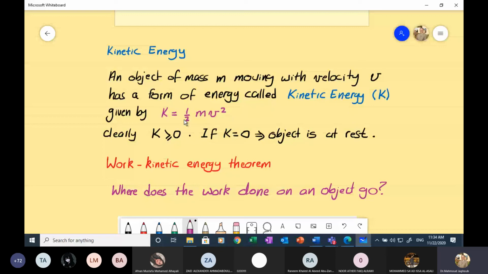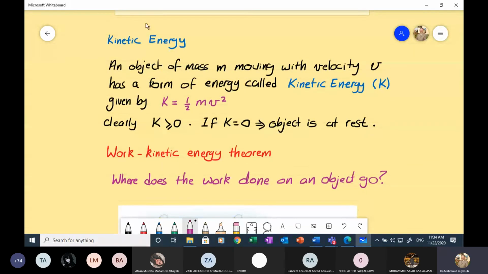So clearly, if the speed or velocity of the object equals 0, then the kinetic energy is 0. Otherwise, it's greater than 0. Any object that has velocity has kinetic energy greater than 0. The only time where the object has 0 kinetic energy is when it is where? At rest. So, in other words, kinetic energy is always greater than or equal to 0.